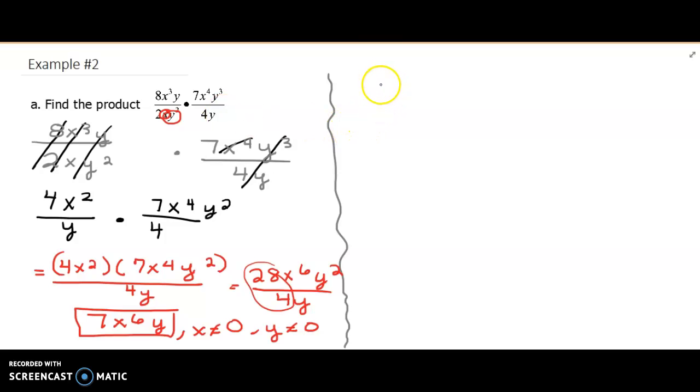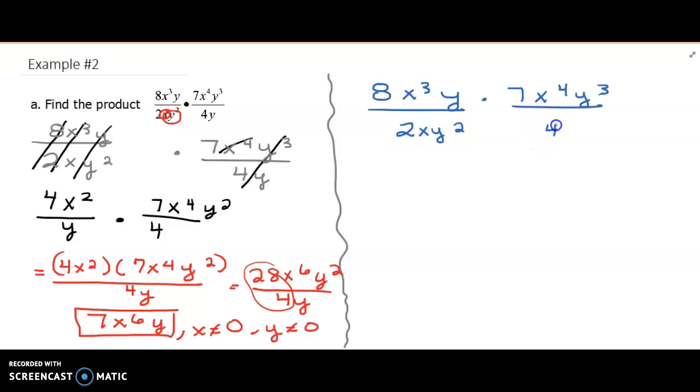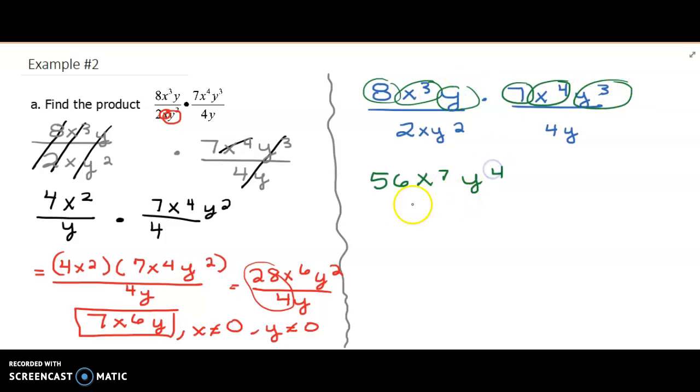All right, another way you could do this: 8x cubed y times 7x to the fourth y to the third, over 2xy squared and 4y. And this is the way I prefer, and it's just a matter of preference, so that doesn't mean you have to prefer it. I just go ahead and multiply straight across. So 8 times 7 is 56. x cubed times x to the fourth is x to the seventh. And then y times y cubed is y to the fourth. Over, well, 2 times 4 is 8. We just have the 1x. And then y squared times y is y to the third.